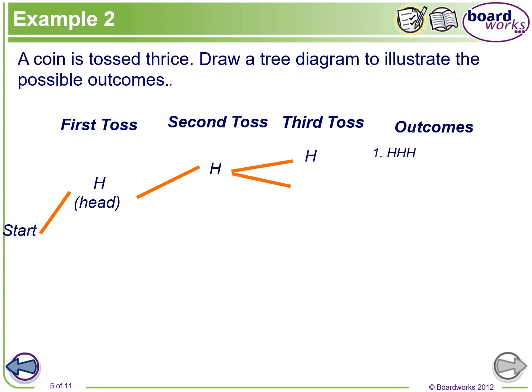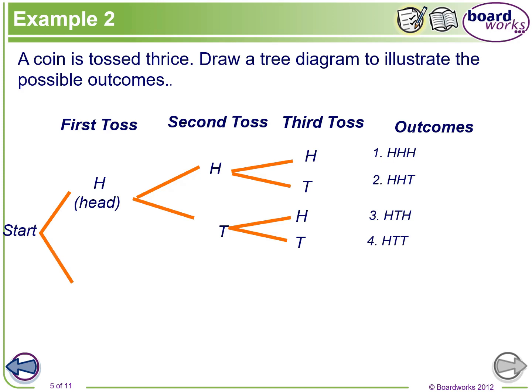Or in the first toss, it could be head. In the second toss, it could be head. Or the third toss could be tail. So the second outcome is head, head, tail. Or in the first toss, it could be head. The second toss could be tail. In the third toss, it could be head. So the outcome is head, tail, head. Or the first toss is head, the second toss is tail, and the third toss is tail, which is the outcome head, tail, tail.